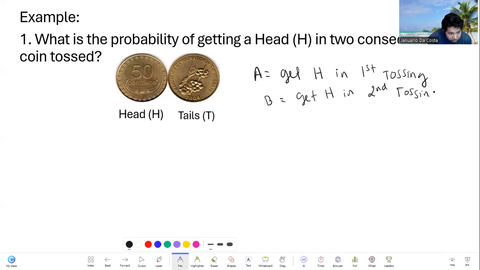Now, my first question is, are event A and B dependent events or independent events? Dependent event. Why? No, wait, I think it's an independent event. Why? The correct answer is independent event, but do you know the explanation as to why?